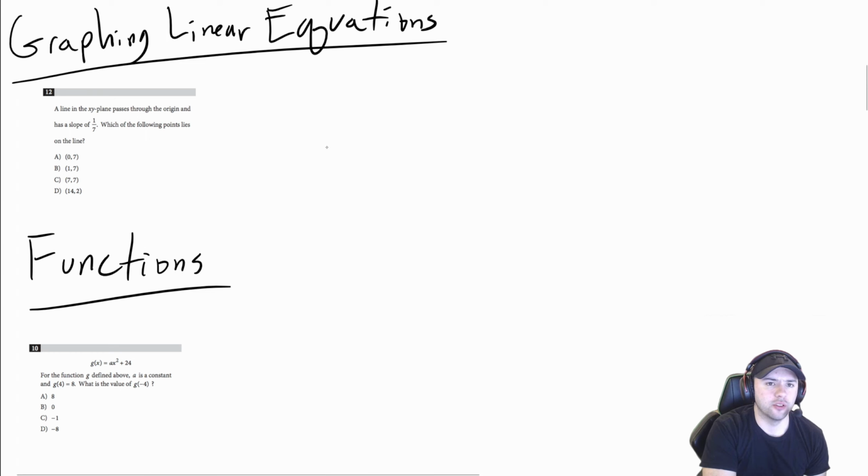Okay, the next topic we have here is graphing linear equations. So here we're going to actually read the question and then draw a little graph for ourselves.